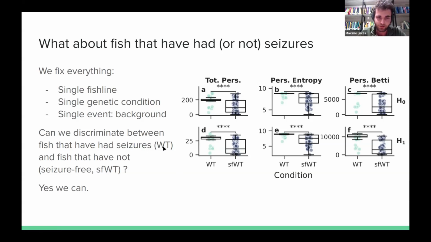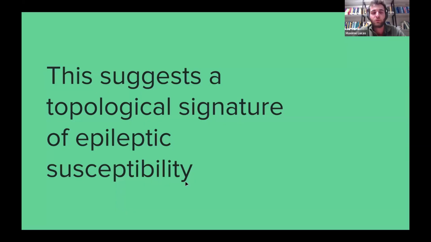So we will call the ones that have had seizures wild types, I mean WT, and the ones that have not had seizures, seizure-free wild type, SFWT. And interestingly, we could, okay, so if you look here between these two subgroups, we can see differences for all of the topological metrics, okay? And this is interesting because the only thing that differentiates these fish is that they have had seizures or not. So in a sense, to us, this was suggesting that there is a topological signature of epileptic susceptibility, right? Because we see that there's this difference just because they've had seizures or not.